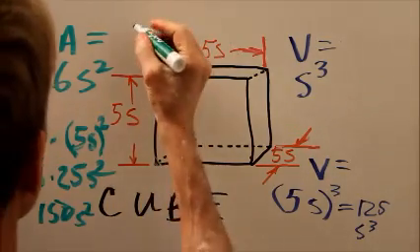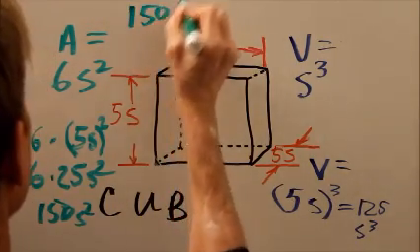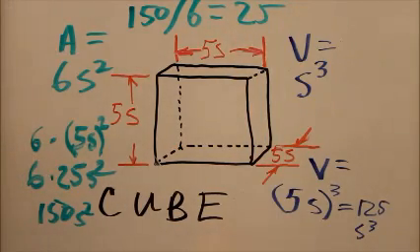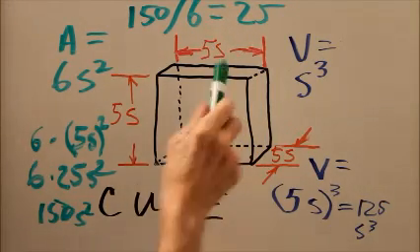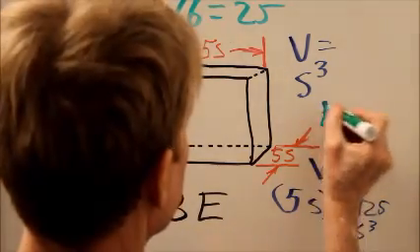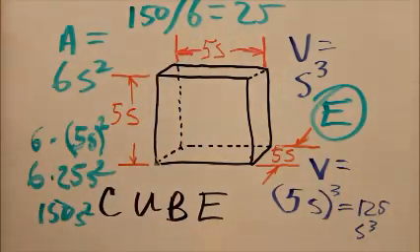Well, what factor is that? 150 divided by 6 equals 25. So what we've in fact done is increase the surface area of this cube by a factor of 25. 25. And that is choice E.